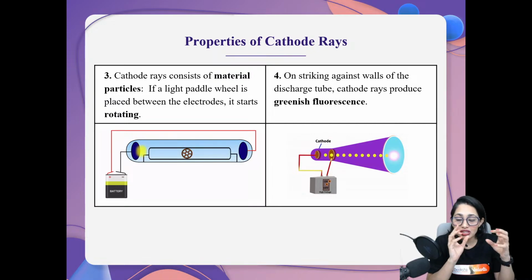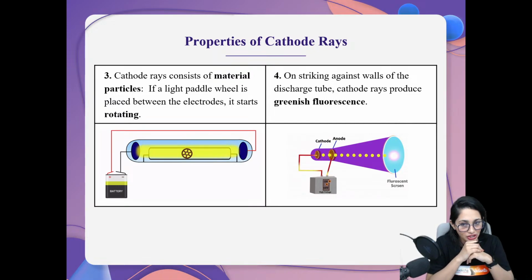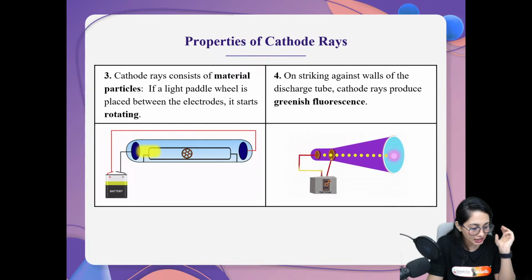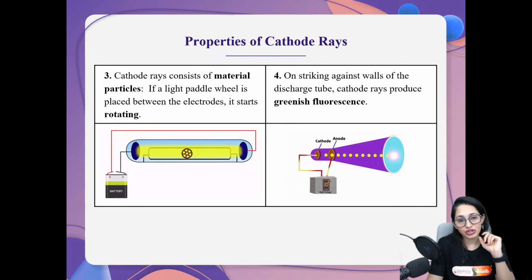On striking against the walls of the discharge tube, cathode rays produce greenish fluorescence. They have the tendency to produce greenish fluorescence, green light. Alright, these are the properties of cathode rays.